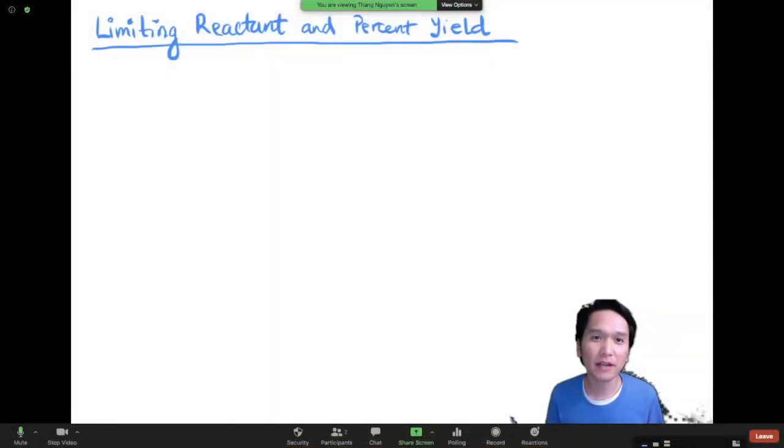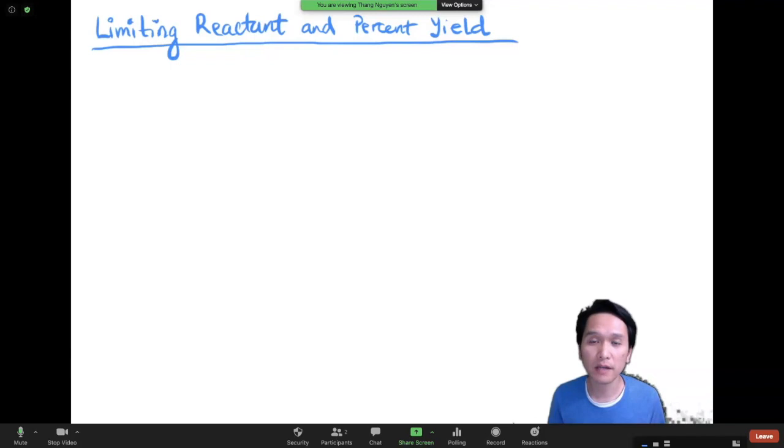Let's discuss limiting reactant and percent yield. Up until now in this chapter, we have been dealing with problems where a stoichiometric amount of reactants has been given to us, or where the problem itself states that one reactant is already in excess, so we could ignore it. That makes the problem a little bit easier to solve, but in real life, we don't have that luxury. In real life, we have to figure out what is going to limit the reaction.